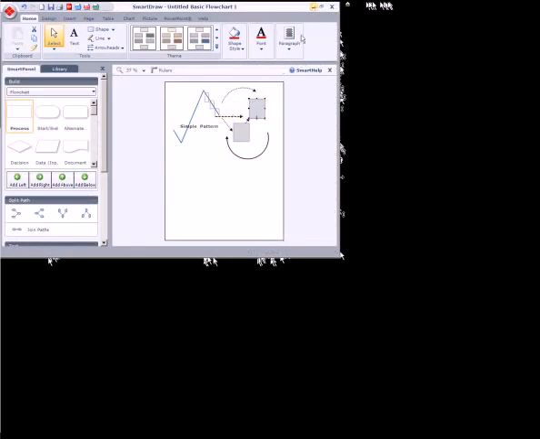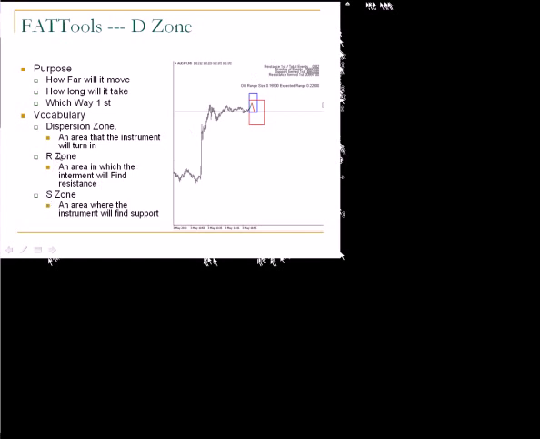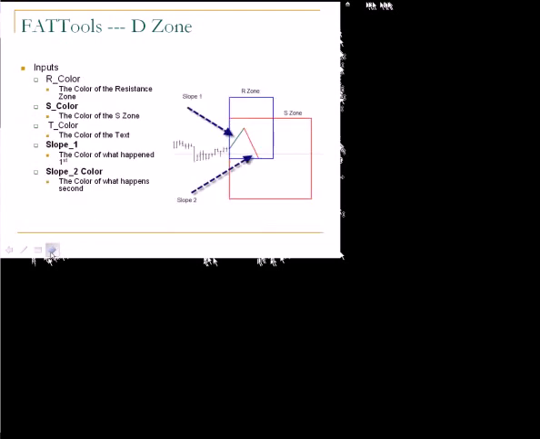What this is doing in the PowerPoint, it's saying, well, that's what a dispersion zone is. This is the resistance zone where it'll form. This is the support zone. That's where that'll form. The green line there is what happens next. The length of it is how long it takes and how far it will move. So the green line is which way it'll go first, how long it'll take, and how far it'll move, and it'll form resistance or support in that area.